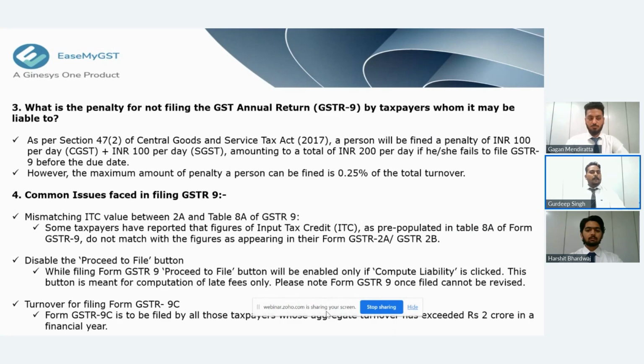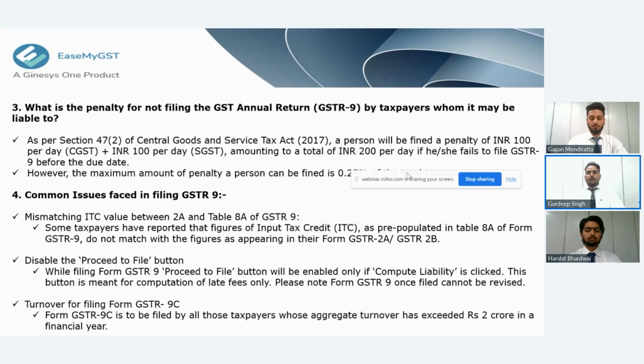Second one, the disabled proceed to file button. While filing form GSTR 9, the proceed to file button will be enabled only if compute liability is clicked. This button is meant for computation of late fees only. Please note, form GSTR 9 once filed cannot be revised. Third one is the turnover for filing form GSTR 9C. Form GSTR 9C is to be filed by all the taxpayers whose aggregate turnover has exceeded 2 crores in a financial year.